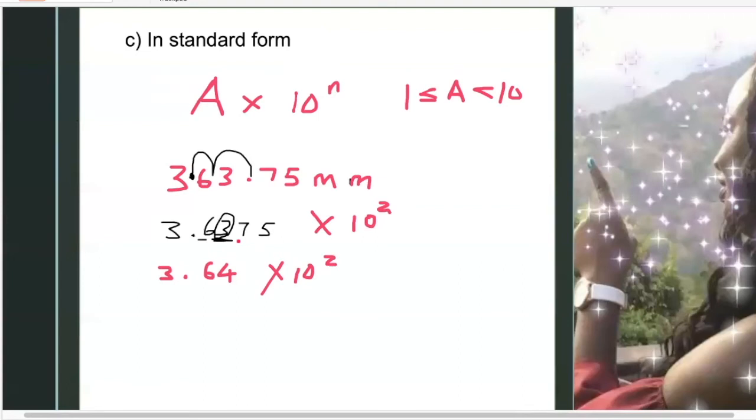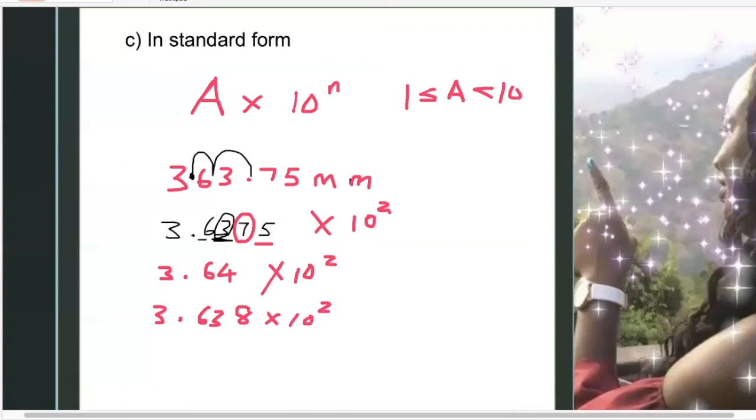If we wanted to do it to 3 decimal places, then we'll have it at 7, but behind the 7 is a 5, so I will have to round up. So this will be 3.638 times 10 to the 2.